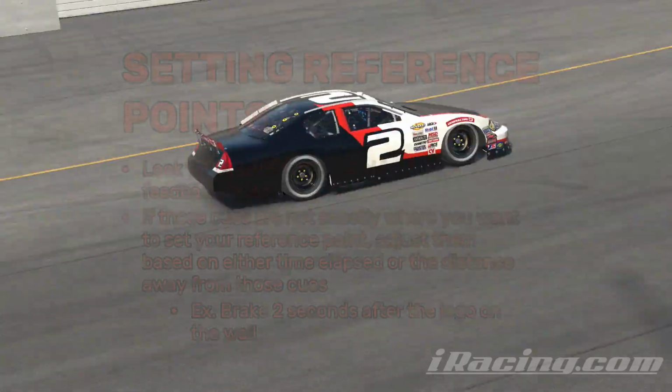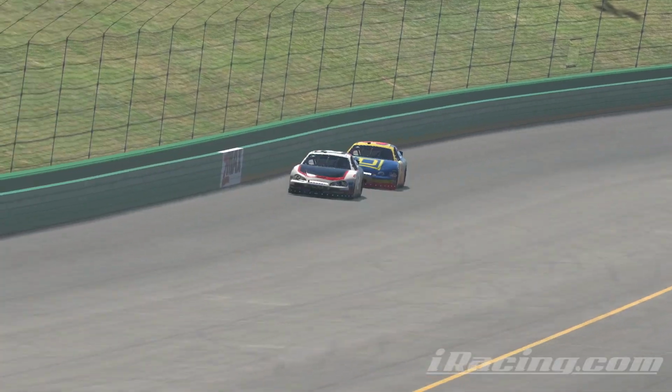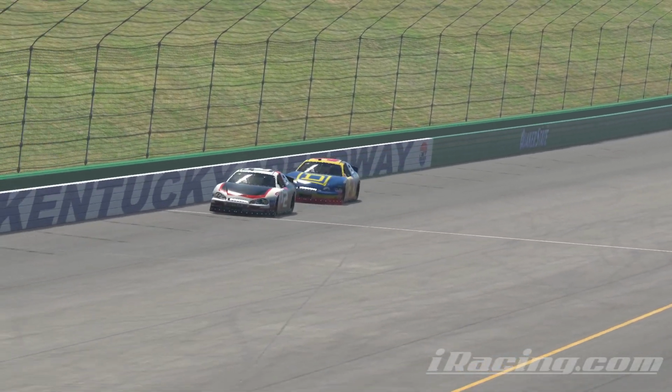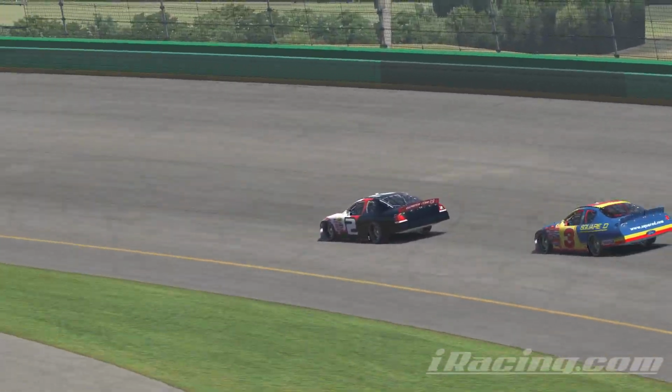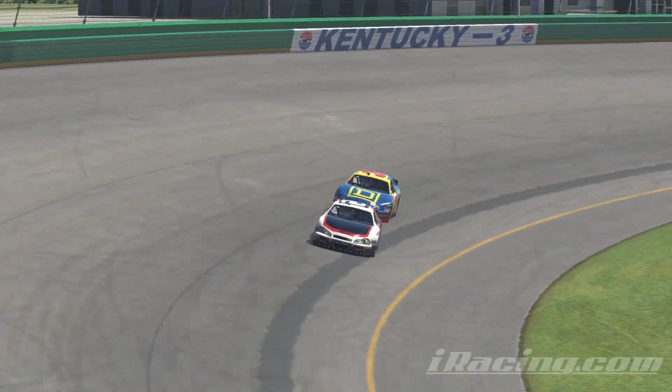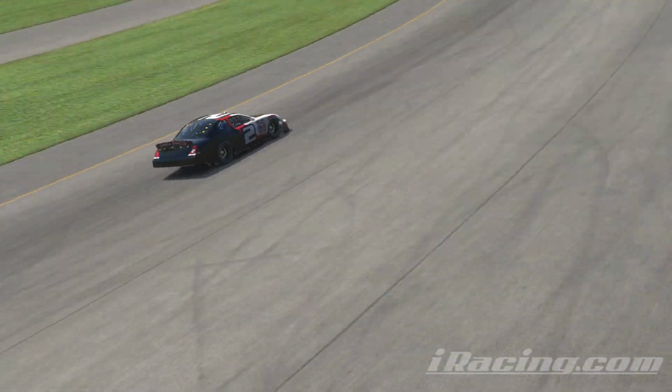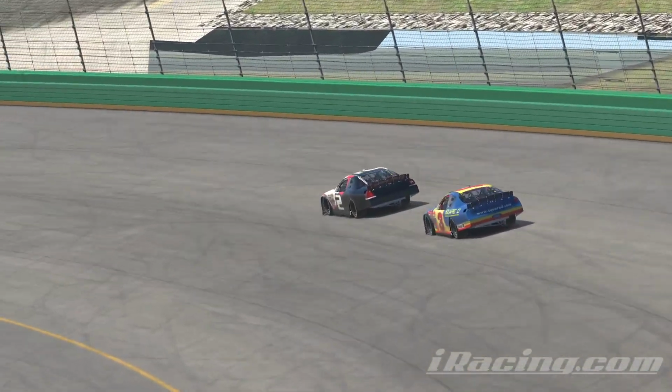You're going to have to sort of guess, either by adjusting the amount of time, say you're braking 2 seconds after a logo on a wall, or a distance, say you're looking about a few car lengths away from where your most visually recognizable cue is.